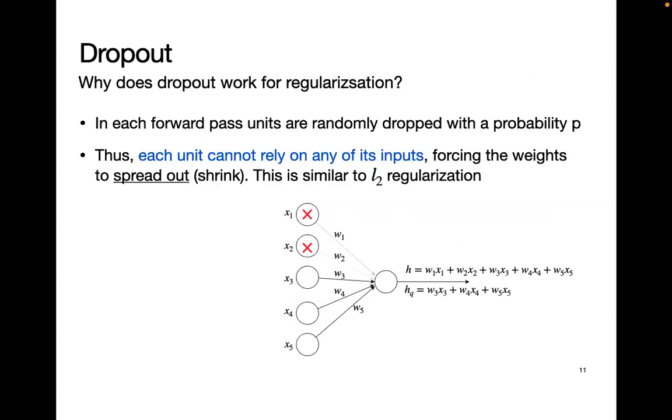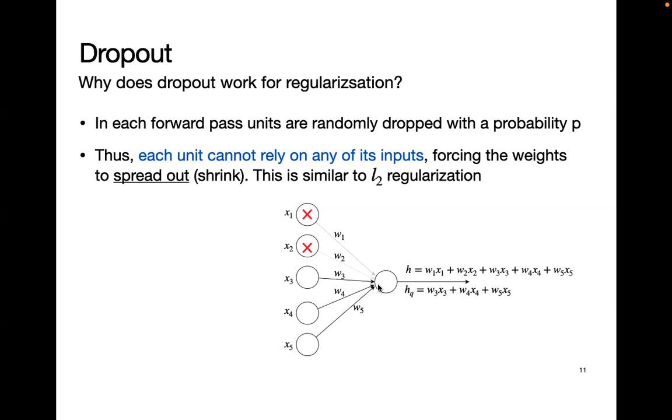So why does this work as a regularizer? We said that in each forward pass, we randomly drop a neuron with probability P. This will force each unit to not rely on any of the inputs, okay? For example, this unit cannot rely on any of the inputs because they can sometimes be there, and sometimes not be used to compute this unit, okay?